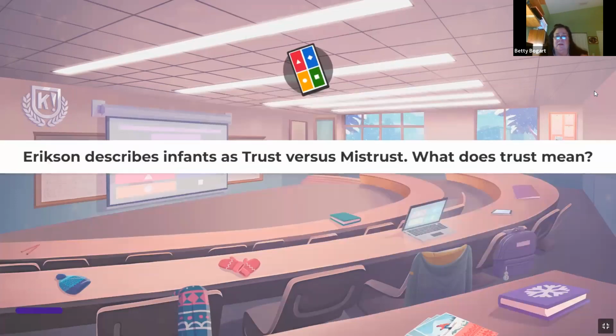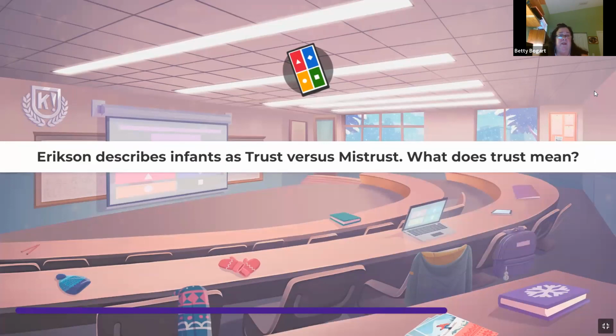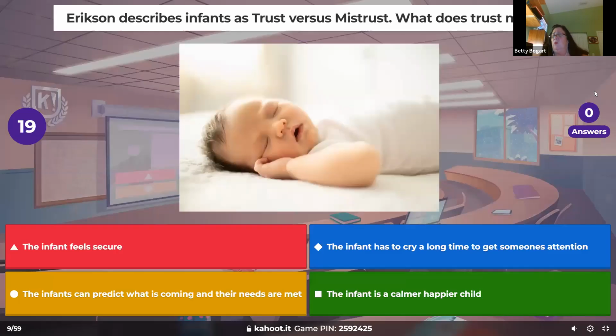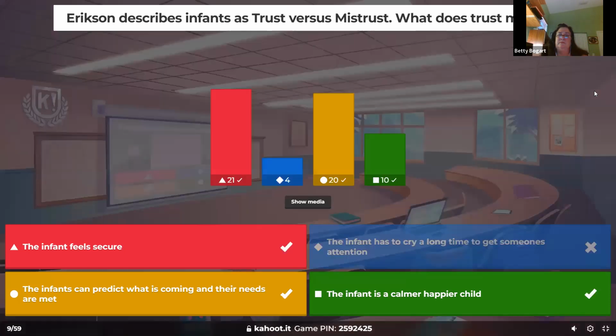A multi-select. Erikson describes infants as trust versus mistrust. What does trust mean? So they feel secure. They're happier because all their needs are going to be met. If they have to cry too long to get someone's attention, that is mistrust.